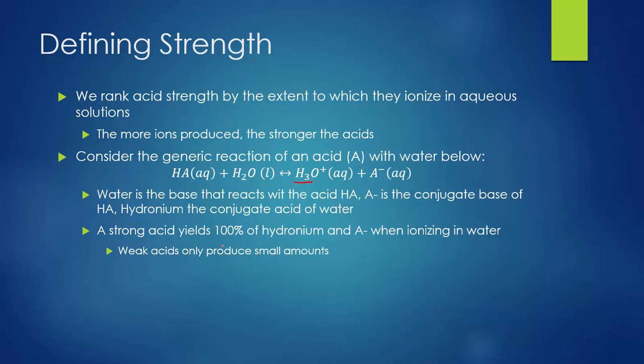And a strong acid yields 100% of hydronium. That means all of this thing ionizes, and we get lots and lots of H3O+ and lots of A-, and this is really just a one-way reaction in a strong acid.